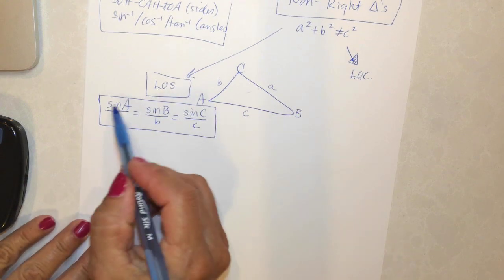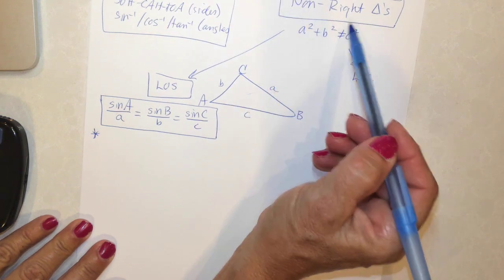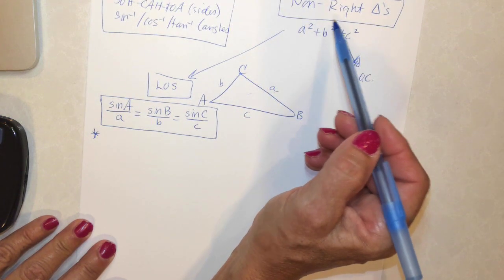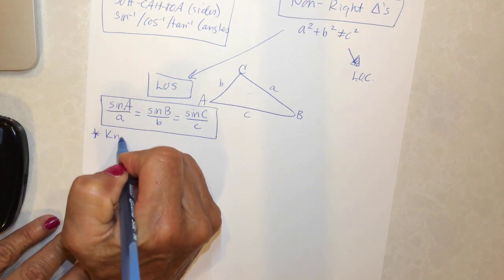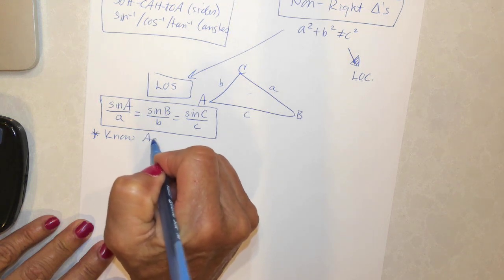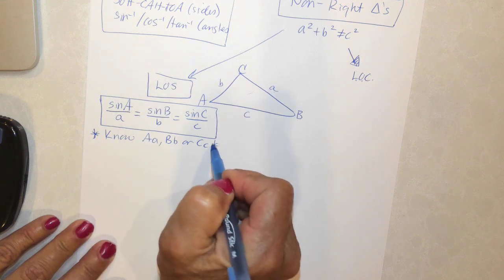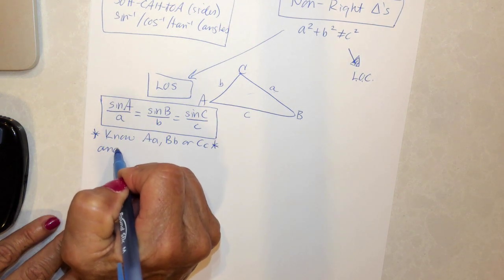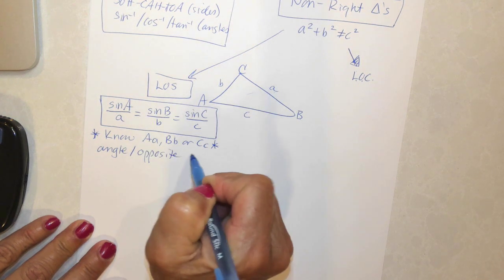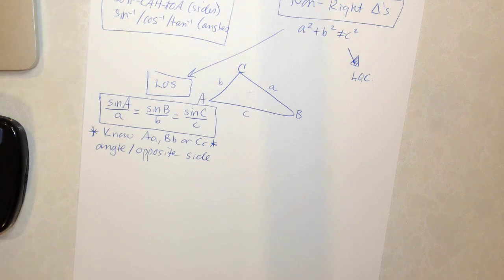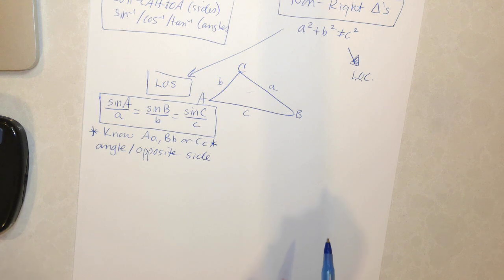But you will know one of these pairs, and that's the catch. How are you supposed to know if you've decided that it's a non-right triangle, so there's no 90, that you're supposed to use the law of sines? Well, the way you're going to know is that you were given, and so you will know, a big A, little a, big B, little b, or big C, little c. So you have to know an angle and the opposite side, like the side across from that angle. Those are required pieces of information, otherwise you can't use the law of sines, and you'll be jetting over to the law of cosines, which we'll learn later.